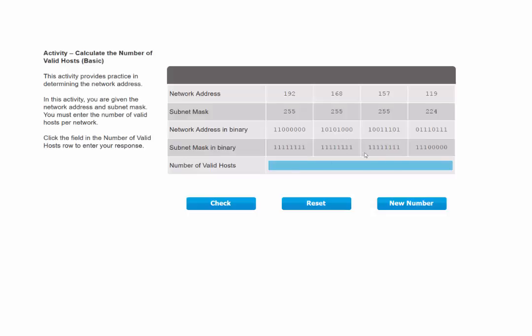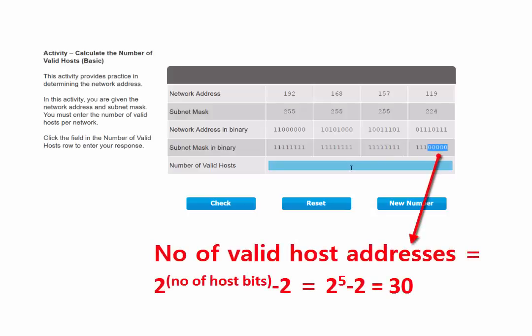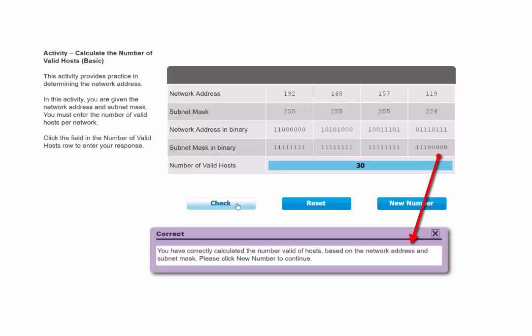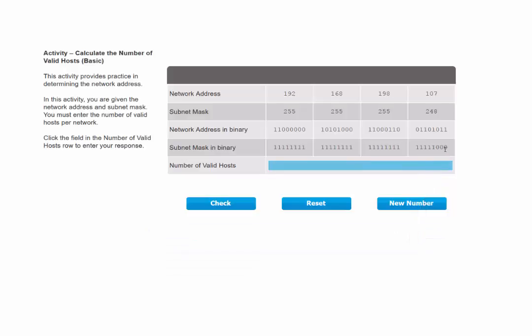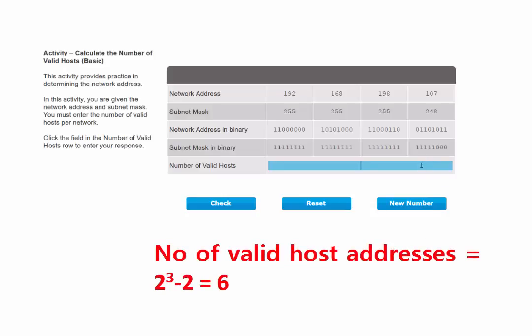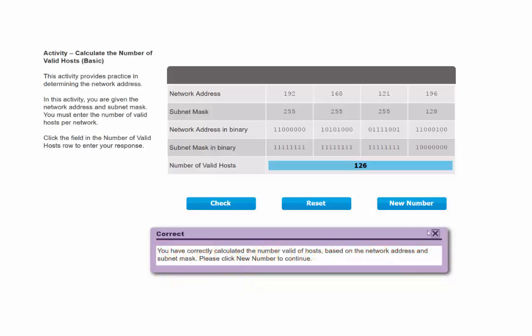All right, so the next activity is just to calculate the number of valid hosts, and of course, the number of valid hosts is just to take the number of bits for the host portion, which is in that case 5, and then 2 to the power 5 minus 2. 2 to the power 5 is 32, minus 2, that's 30. Right, and all right. So that's another example. So again, here we have only 3 bits, so 2 to the power 3 minus 2, which is 6. New number. Here we have 7 bits for host, and 2 to the power 7 is 128, minus 2 is 126. Alright.